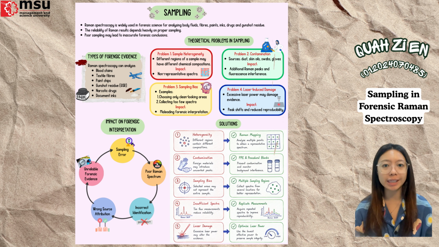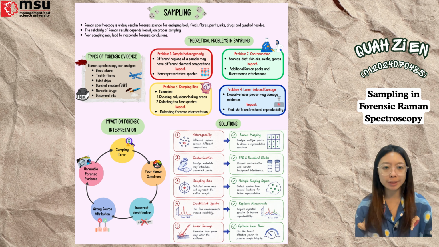Raman spectroscopy is a non-destructive analytical technique widely used in forensic science. Although Raman spectroscopy can provide highly specific molecular information, the reliability of the result depends heavily on proper sampling. Therefore, sampling is considered one of the most critical stages in forensic Raman analysis.